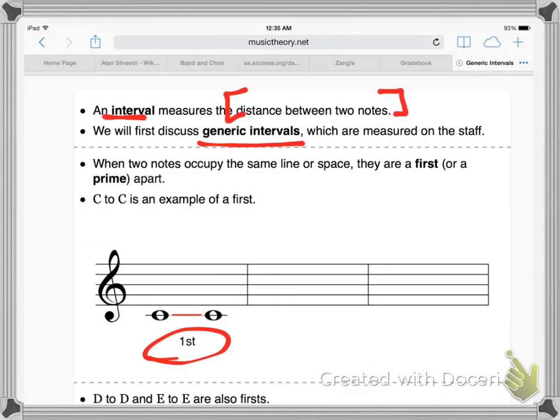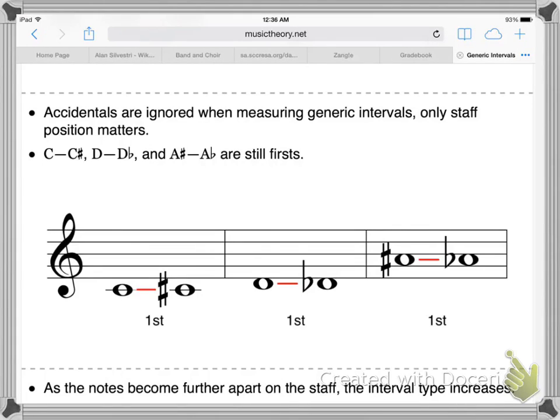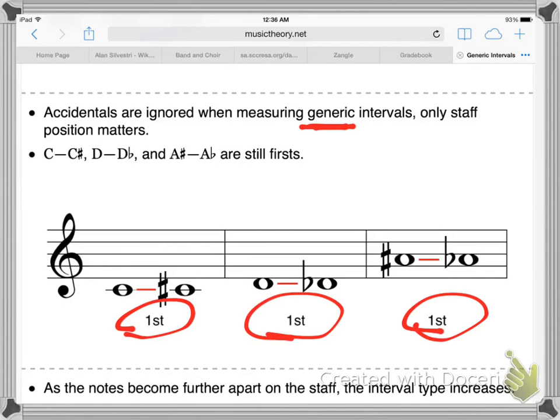We'll first discuss generic intervals, which are measured on the staff. I already said that, prime, okay? D to D and E to E are also firsts. I think that makes sense to most of you. Accidentals are ignored when measuring generic intervals. Only staff positions matter. So it doesn't matter if it's a sharp or a flat right now when we're talking generic. It will when we get to specific. But when we talk generic, it's just how far away they are. It has nothing to do with flats or sharps. Okay? So this is still a first, this is still a first, this is still a first. Alright?